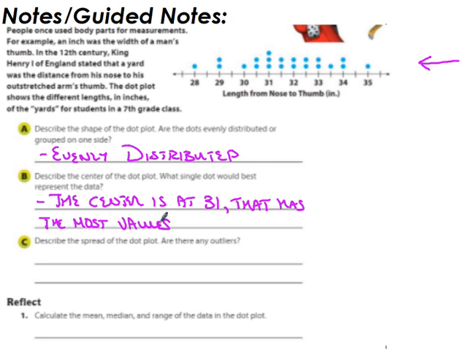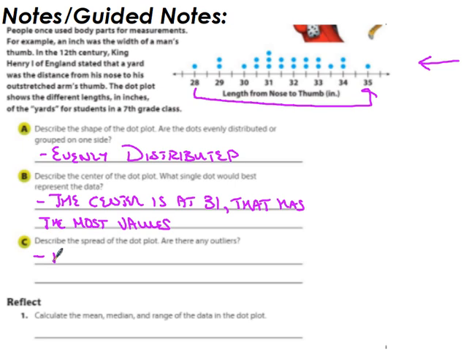And describe the spread of the dot plot. Are there any outliers? Spread means how far apart does it go? What's the range of the dot plot? So it's from your minimum to your maximum. So the spread's from 28 to 35. And I would say that there are no outliers. 35 isn't very far from 34 and the rest of the data. And 28, because most of the data is between 30 and 34 or 35, and then there's this 28 out here, but it's still consistent with the data.